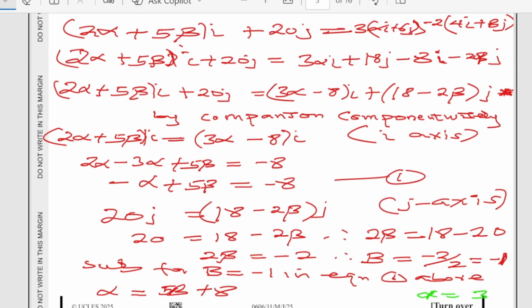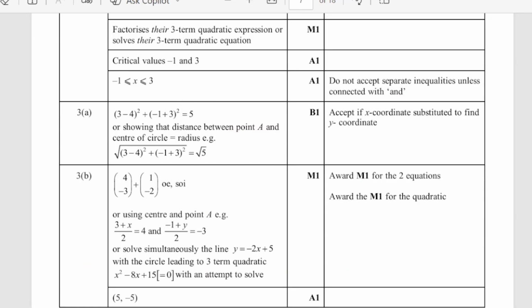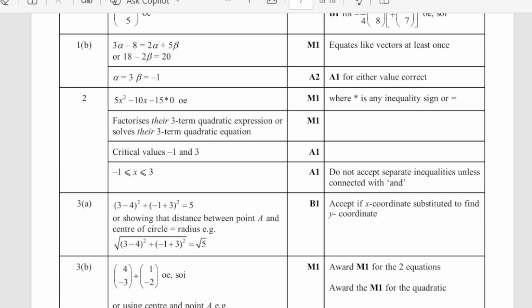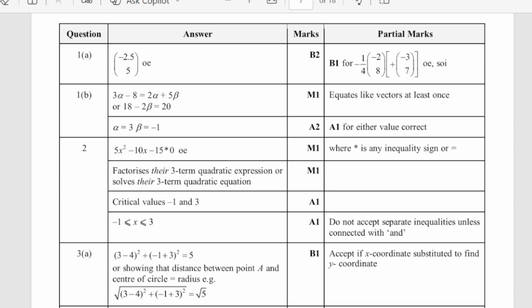And if you check, so we are solving, have the marking scheme with me. Then we go to the scheme. You see that the first question there we have minus 2.5, 5. Then the second question, alpha is 3 and beta is minus 1, which is right, and that's the answer.